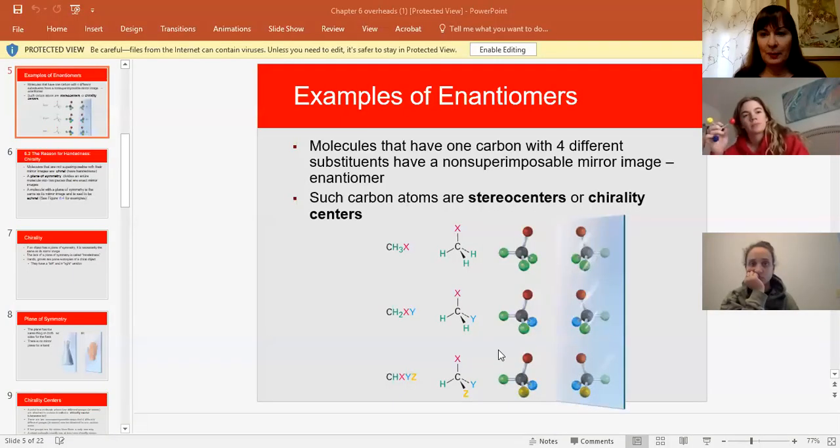There we go. So you should be able to see my PowerPoint now, and you should see the examples of enantiomers that are posted there. You guys see that? Mm-hmm.